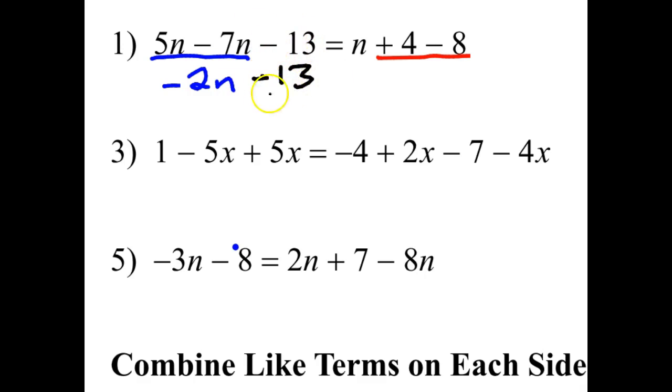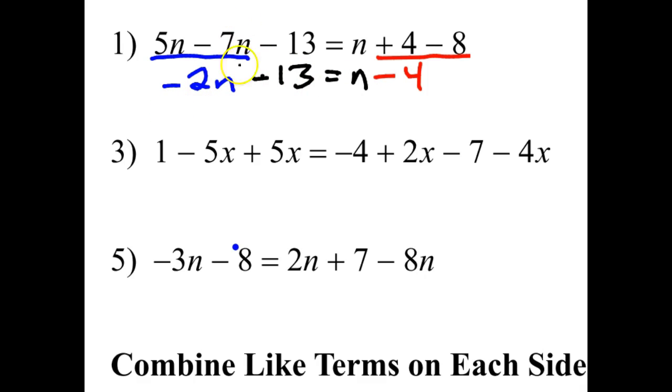So of course, if you don't have anything to combine it with, you just bring it down. So bring down the minus 13, bring down the equals n, and then simplify 4 minus 8. And that's the first step. Just to make sure you only have a variable and a number, or just a variable or just a number. So you should only have 2 at the most. You should only have 1 or 2 things on the left or right side, never more than 2.